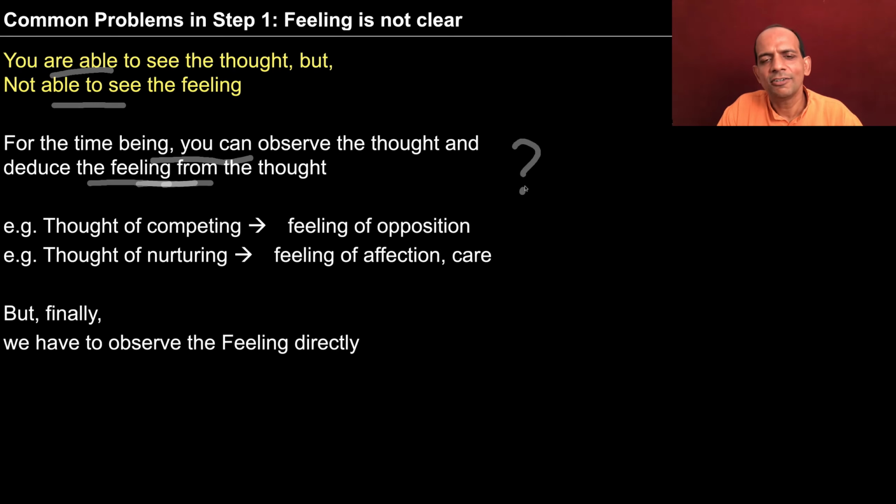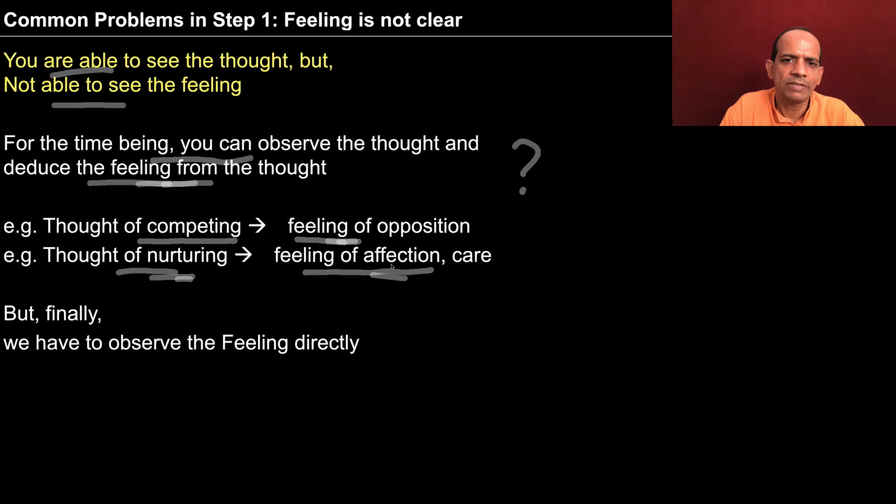So if you start observing the thought and if you analyze it a bit, then you can also find out the feeling there. For example, if you have the thought of competing with the other, then of course there's some opposition involved there. If you have the thought of nurturing the other, there is some feeling of affection or care here.